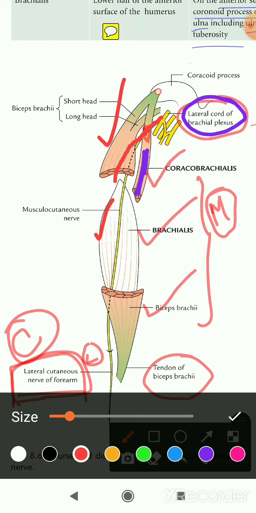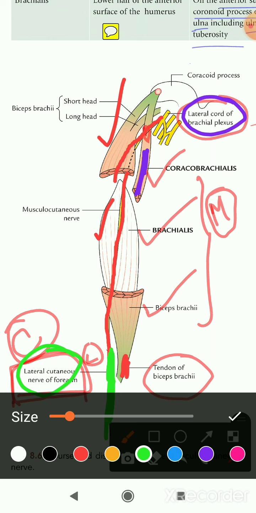In between these two muscles, it goes downward and goes to the lateral aspect of the tendon of the biceps. This is the tendon of the biceps and the nerve lies here. So then it goes lateral to the tendon of the biceps brachii, pierces the deep fascia and continues as the lateral cutaneous nerve of the forearm. Then it is named the lateral cutaneous nerve of the forearm. So this is the musculocutaneous nerve.